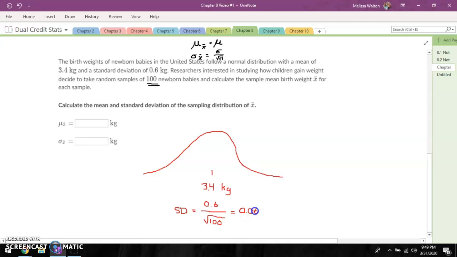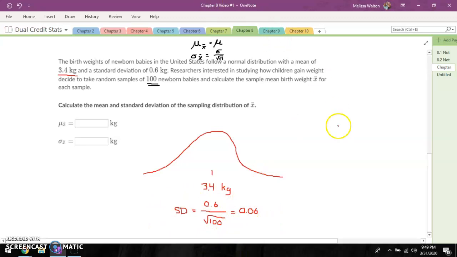So between what I'm expecting and my sample, the mean is still going to be centered around the same weight. This sample of babies isn't magically going to be heavier or lighter than the other babies, but the only thing that's going to change here is that standard deviation.